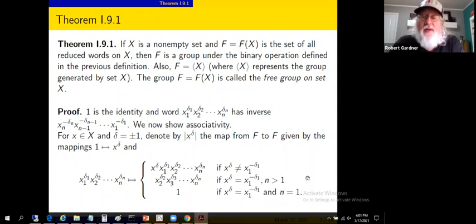So what the mapping really does, more tangibly, it multiplies a reduced word by x to the delta on the left, and then you reduce it according to the way we reduce words, and produces a resulting reduced word. So it indeed is a mapping from F of X to F of X. The reduced words on set X to the reduced words on set X. It is a mapping of that sort.